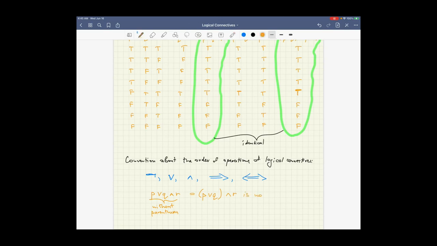Right? It's not the same as P or, in parentheses, Q and R. You can construct the truth tables for this statement and see that they're not logically equivalent. Logical connectives in general make your life a lot easier because you can keep track of logic when solving problems, and I'll show you a number of examples.